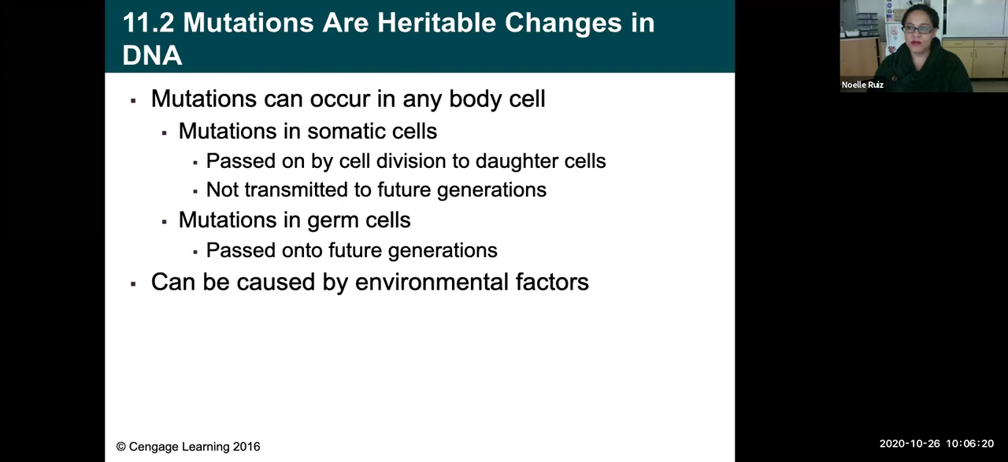So if a mutation happens in your germ cell, your sperm or your eggs, then it gets passed on to future generations. It can be caused by environmental factors. We're going to talk about a lot of environmental factors that could potentially cause mutations that could be passed down to your children.